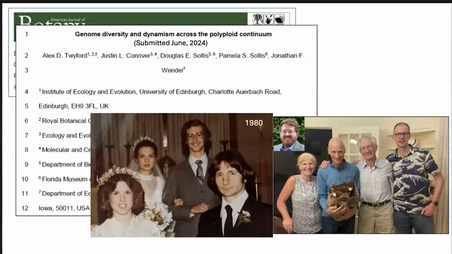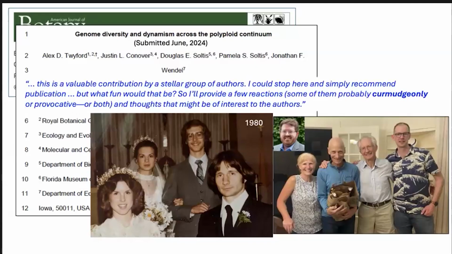And when you're reviewing a paper by friends, you can get away with stuff that you probably wouldn't want to get away with otherwise, like signing your name to the review, for example. So that's what I did. And this was my review, almost the beginning of the review. This is a valuable contribution by a stellar group of authors. I could stop here and simply recommend publication, but what fun would that be? So I'll provide a few reactions, some of them probably curmudgeonly or provocative or both, and thoughts that might be of interest to the authors.